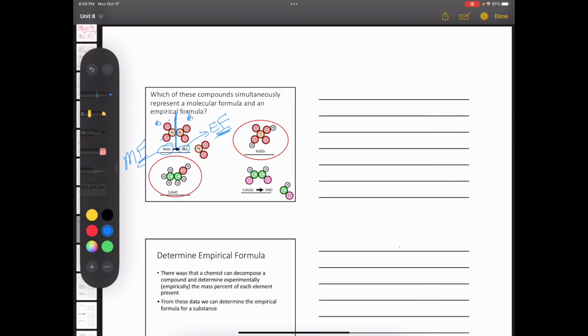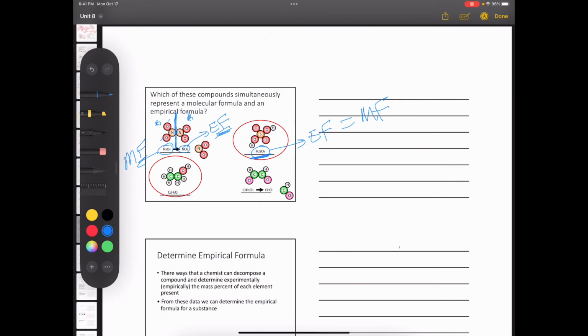On the other hand, when you look at the H2SO4, the sulfuric acid, the question is, can I simplify the H2SO4 into a more simple ratio? The answer is no, because even if you try to divide it by 2, that means you'll have half a sulfur, and that's not possible. Atoms are not divided into fractions. So in this one, the empirical formula and the molecular formula are the same, because I cannot simplify this into a further ratio for the count of hydrogen, sulfur, and oxygen.